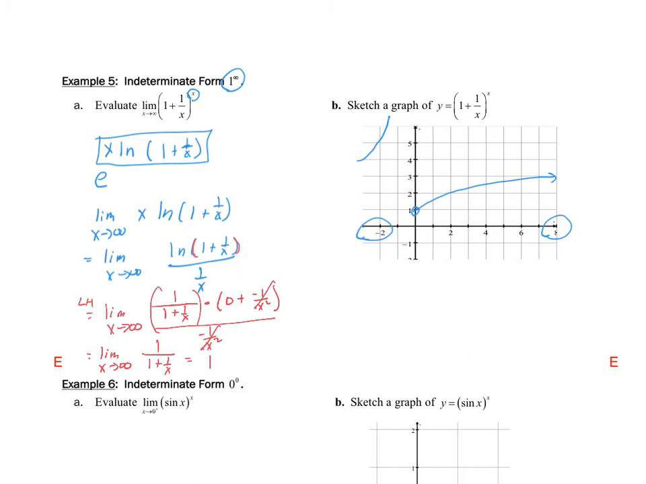Which seems a little bit weird, right? Because if we look at our graph, we know it's not going to 1. But don't forget that all of this was the exponent to e. So this really means our result is e to the first, which makes more sense.